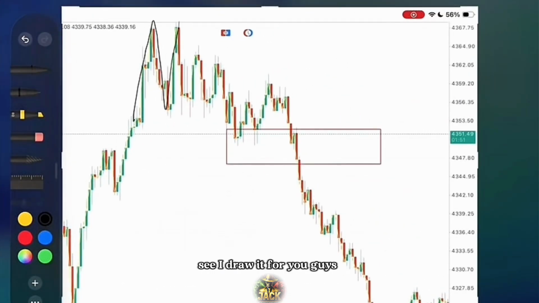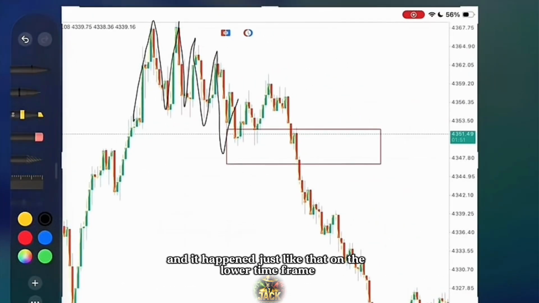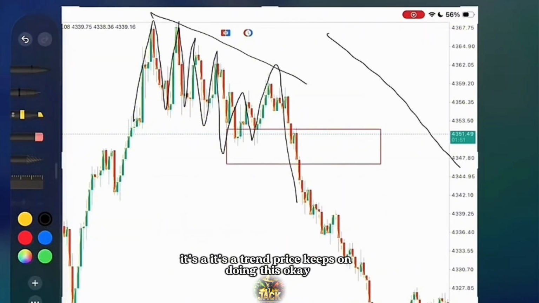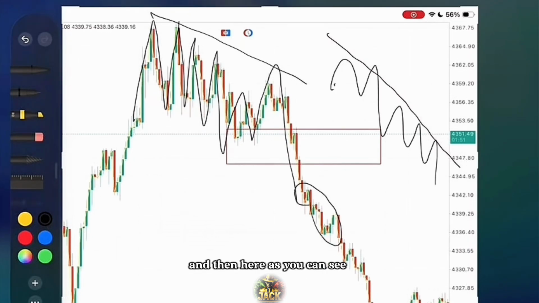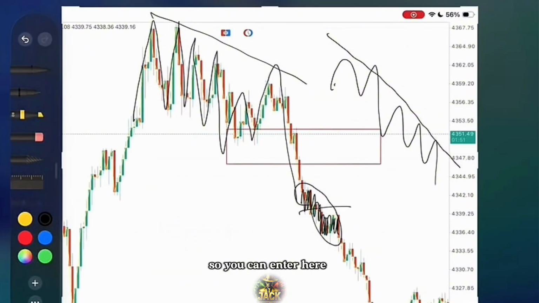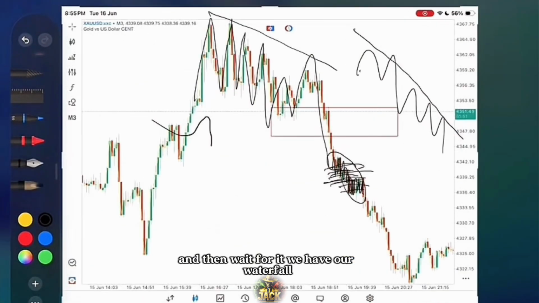See, I drew it for you guys, and it happened just like that on the lower time frame. Price keeps on pushing. You see, it's a trend. Here we have a pressure where price is compressing in a direction. So you can enter here, and then wait for it.